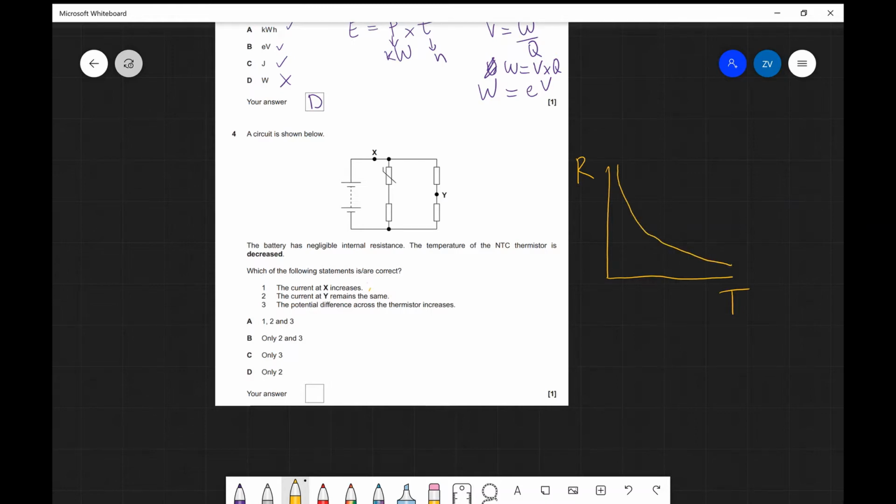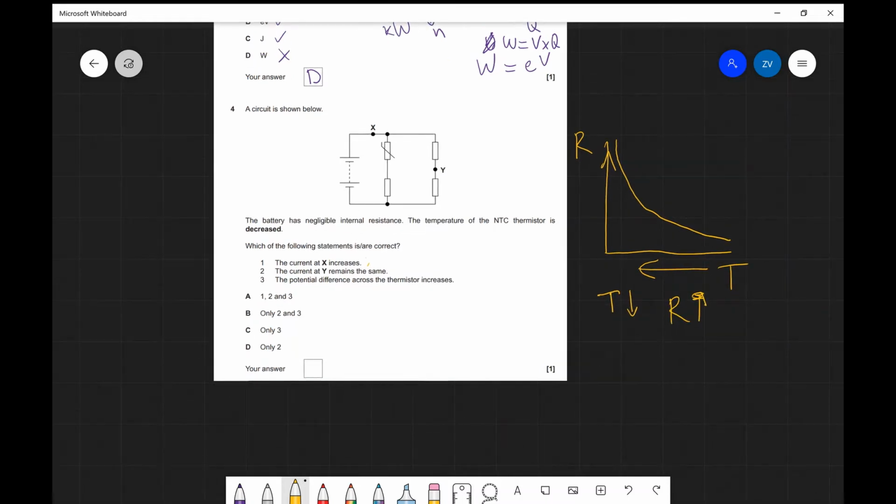It looks something like this. Now in this case the temperature is decreasing, so that means that the resistance is increasing. So as the temperature goes down, let's not draw too many arrows, that means that R increases. Perfect. Which of the following statements is or are correct?